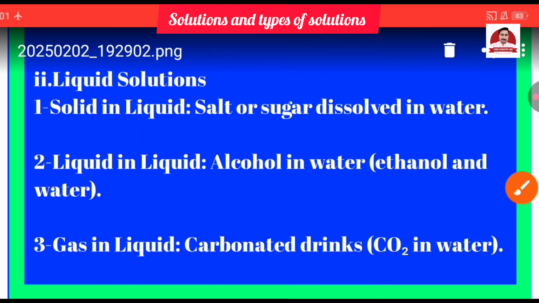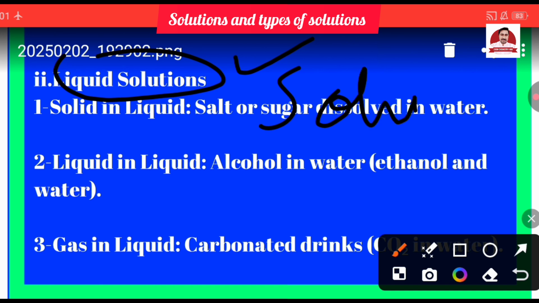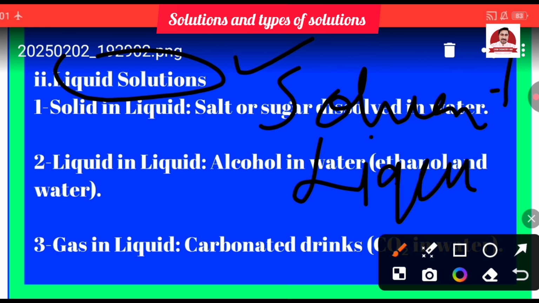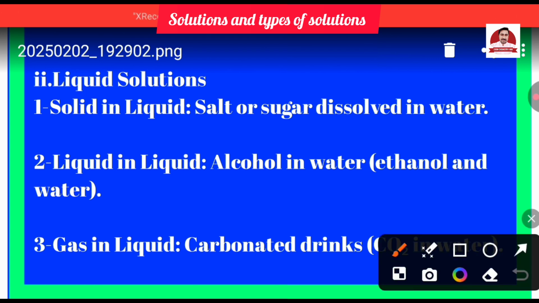Liquid solution. Liquid solutions are those solutions in which the solvent is liquid and the solute may be liquid, solid or gas. An example of solid in liquid is salt or sugar dissolved in water. Here water is the solvent, and sugar or salt is the solute.